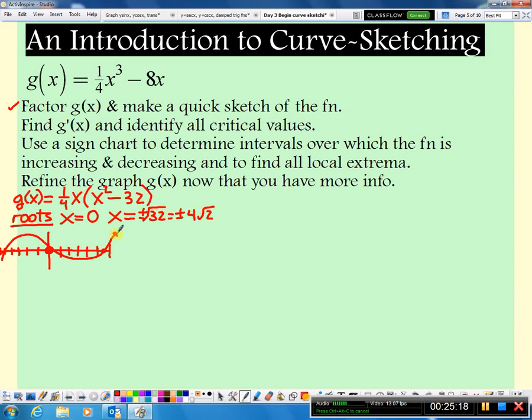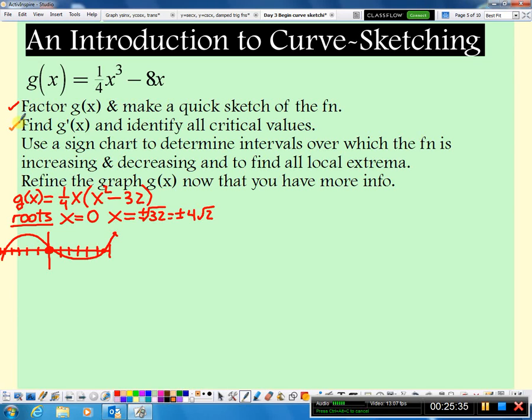You would have stopped right there. You wouldn't have worried about maxes and mins. We would have called it a day. Now, we're going to go beyond this basic red graph and make it better now that you're in calculus. So the next thing we're going to do is find g prime of x and identify critical values.